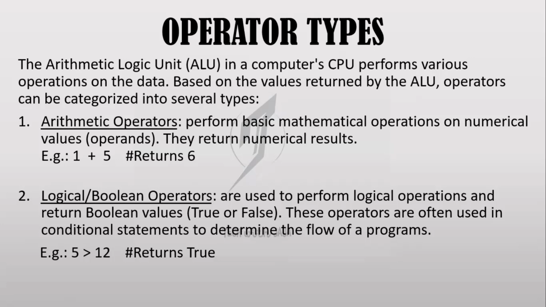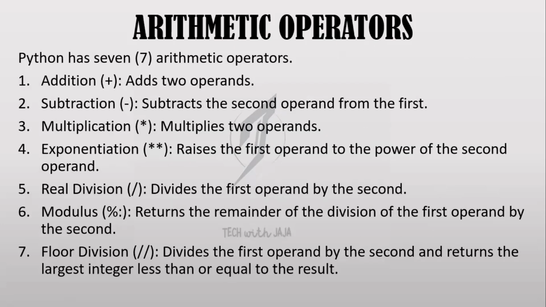We also have other kinds of operators. Now, considering the arithmetic operators, Python has 7 arithmetic operators, which are the addition, the subtraction, the multiplication, the exponentiation, the real division, the modulus, and the floor division. The addition operator is used to add two operands. So sit back. After explaining these operators, we are going to go to the code editor to do some examples so that we are going to understand this in detail.